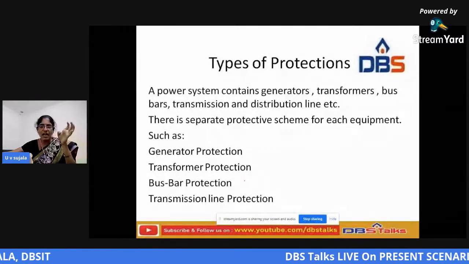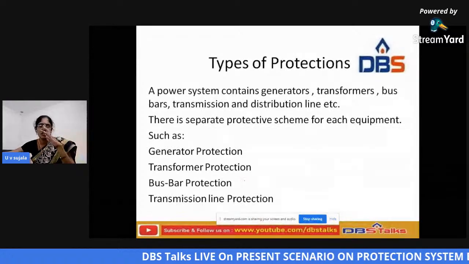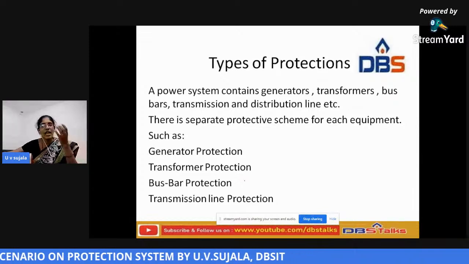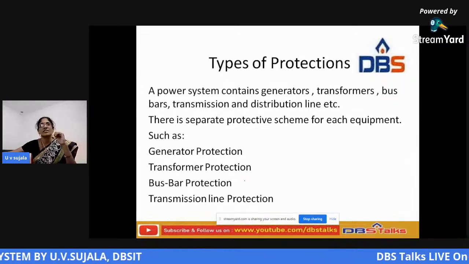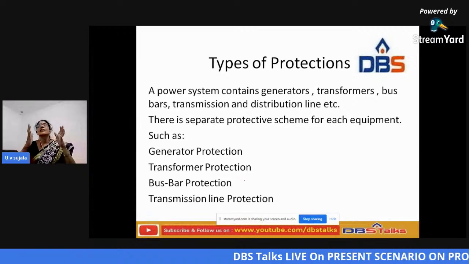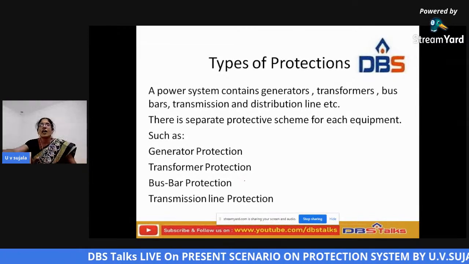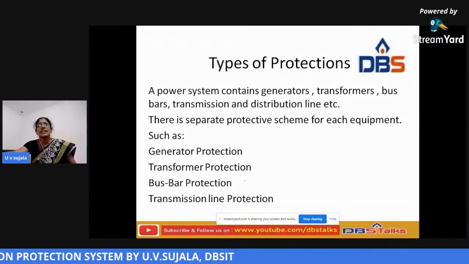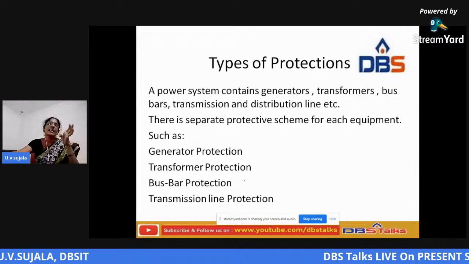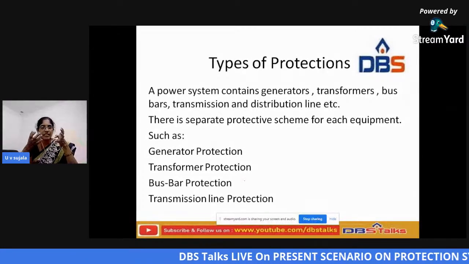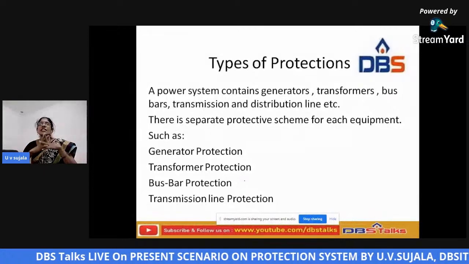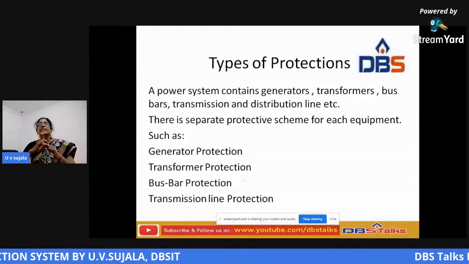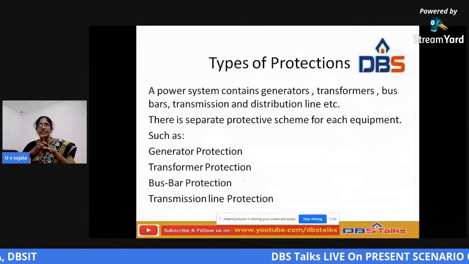So these are the protection system topics. What are the faults? Open circuit faults and short circuit faults. We have to see whatever faults there are. Then how do you protect against those faults? That is very important. So what are the types of protections? In the power system, we know there is generation and transmission. For every power system, in every element, there must be a protective zone. There is a protective zone.